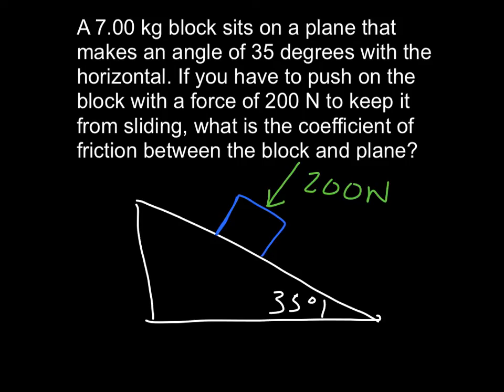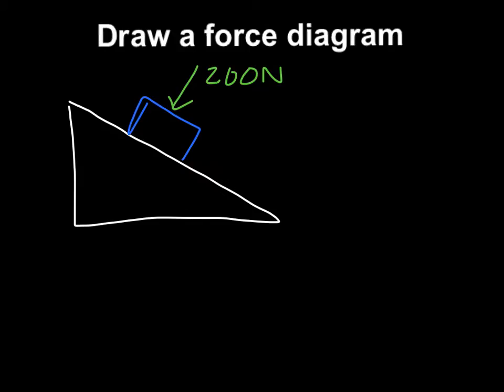So what we're going to talk about now is a Newton's law problem with a ramp, with a block on it. If you have to push on this block right here with a force of 200 newtons to keep it from sliding down the ramp, what's the coefficient of friction? So the thing we're trying to find is what mu equals. This block has a mass of 7 kilograms and is at an angle of 35 degrees.